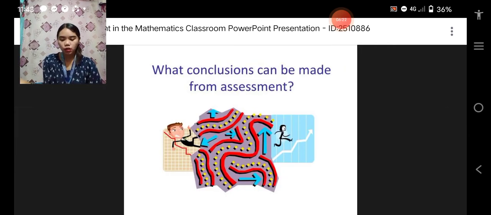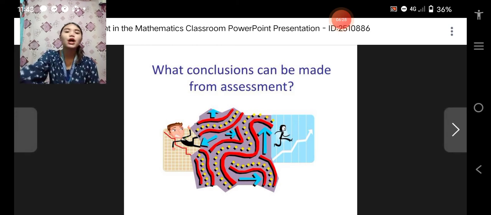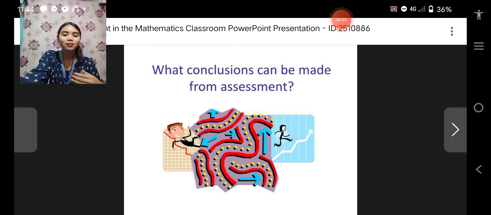What conclusions can be made from assessments? Conclusion is one of the most important topics, and it is how students can generally know what they already know.